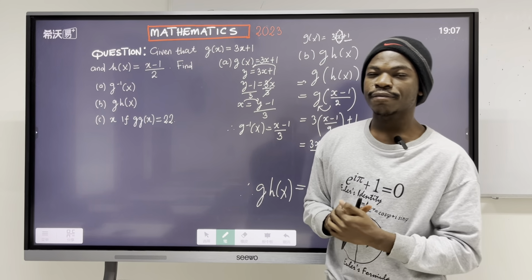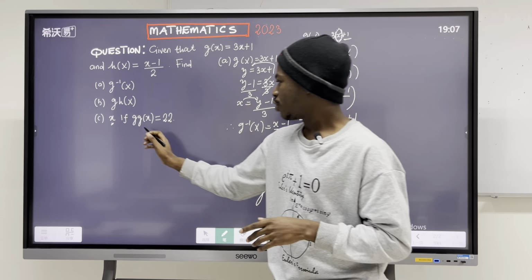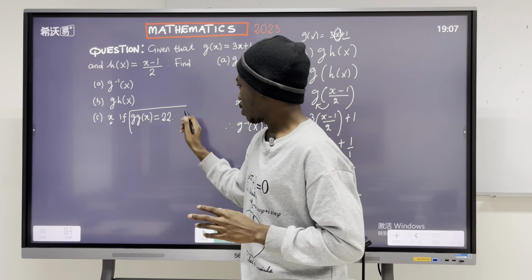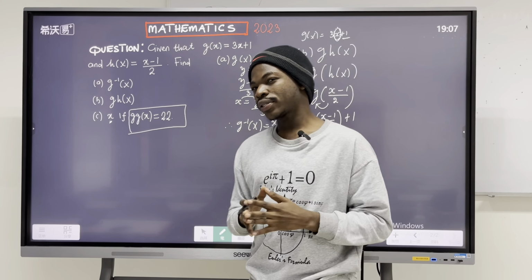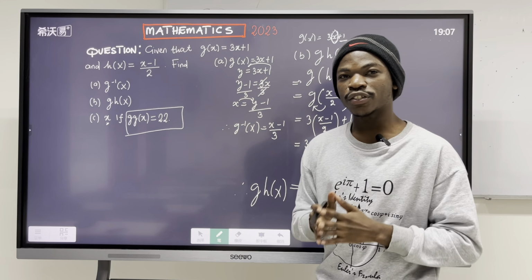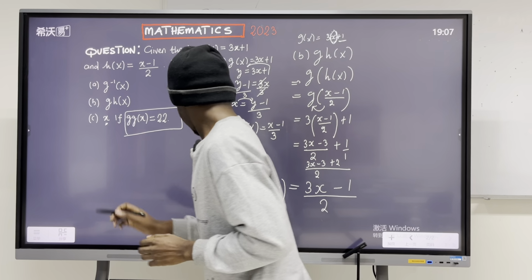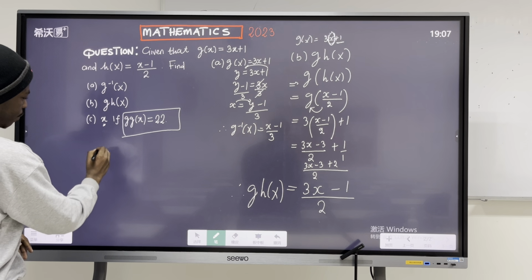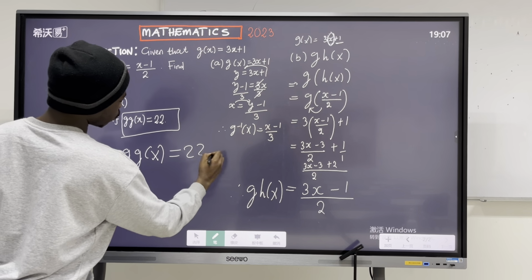The last part says, find x, meaning you want to find the value of x if g of g of x is 22. So the key feature here is g of g of x is 22. The first thing you're going to ask yourself is, do you have g of g of x? Apparently, we do not, but we know how to find it. So we want to find g of g of x. They've told us it's equal to 22.